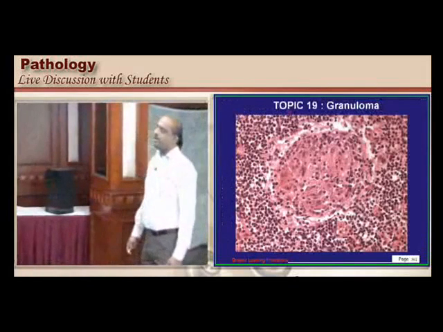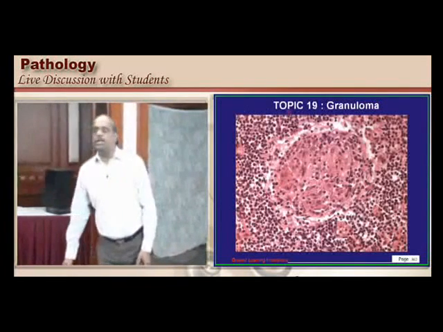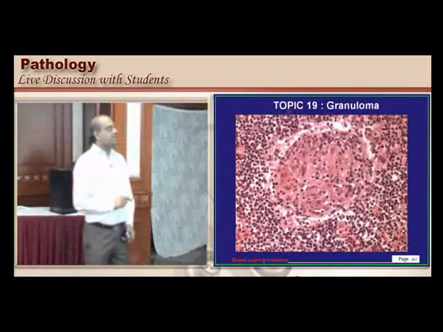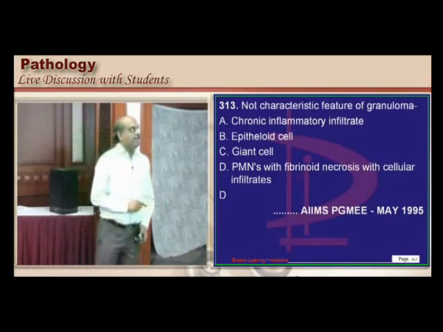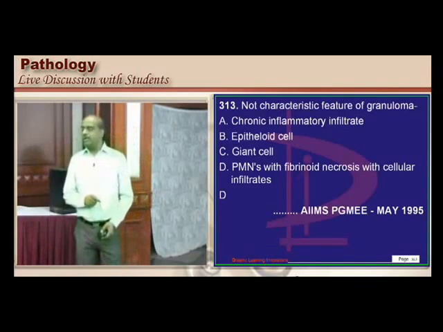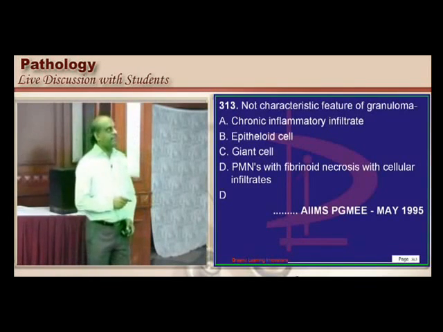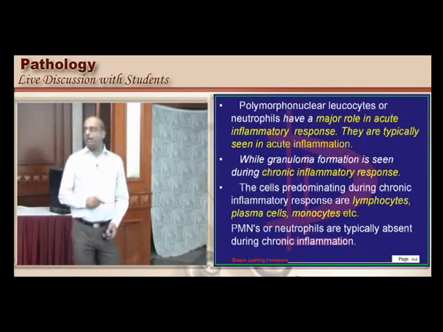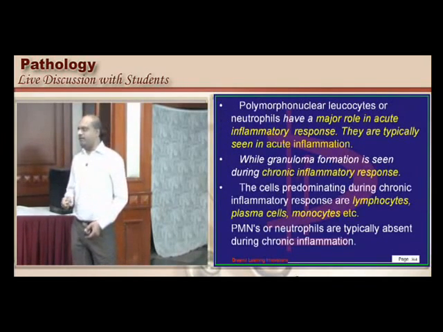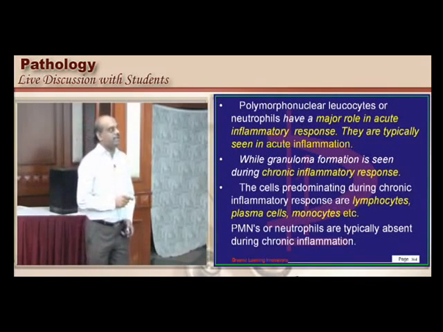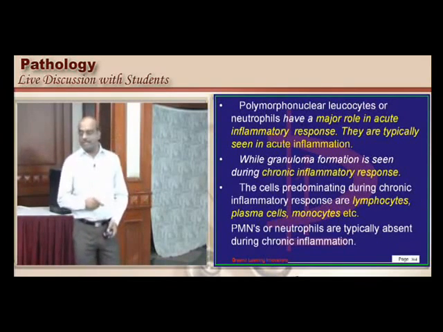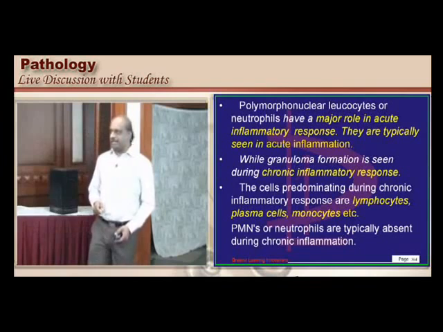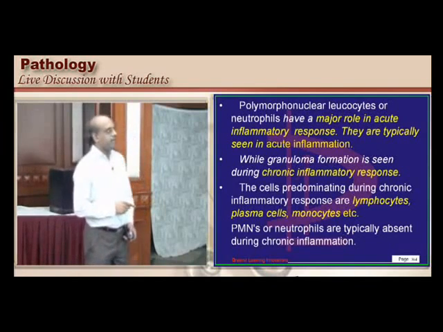Now let us talk about the next important issue, granuloma. So what is granuloma basically? It has epithelioid cells, giant cells in a chronic inflammation, etc. But PMNs are not a part of it. PMNs are a feature of acute inflammation, not chronic inflammation, and granuloma is a hallmark of chronic inflammatory state. That is what needs to be remembered.